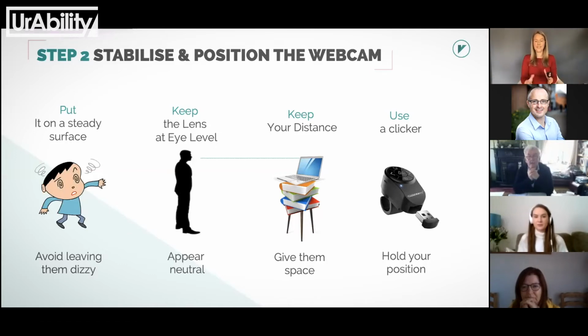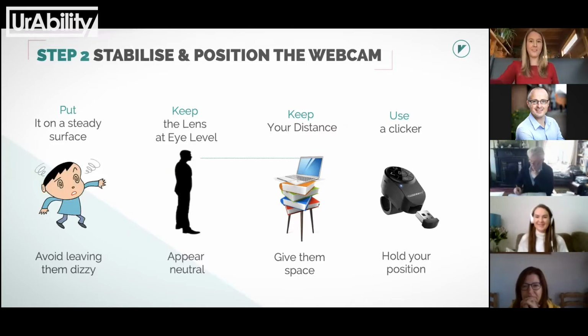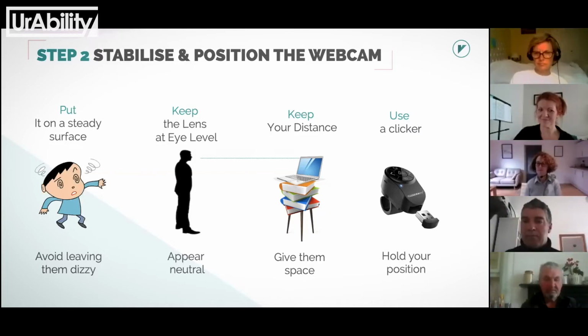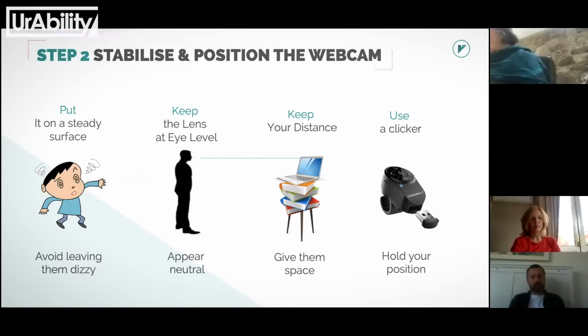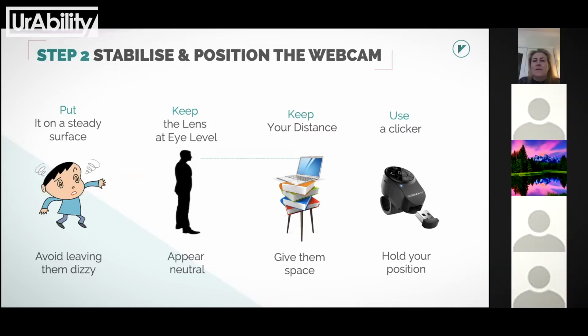A big thing is to keep your lens at eye level. So you want the lens of your webcam to be exactly at the same level as your eyes, because if you're looking up, it's like House of Cards, you're kind of domineering. And if you're looking down, you can appear small and subservient. So what you want to do is just get it right at eye level so that the viewer can decide whether they trust you or not. Basically, it goes into non-verbal communication.